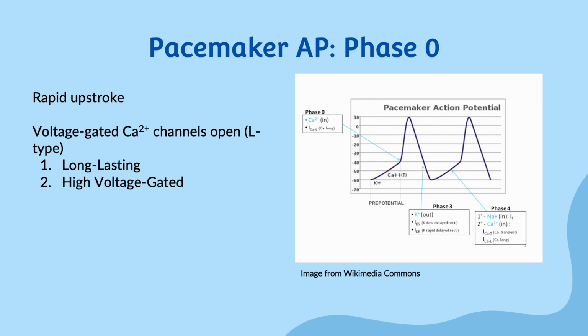Phase 0 is the next phase, which begins at a membrane potential of approximately negative 40 millivolts. It is known as the depolarization phase of the pacemaker action potential. It is the initial rapid depolarization of the cell membrane and is characterized by the opening of long-lasting, high-voltage-gated calcium channels. When these channels open, there is an influx of calcium into the cell.